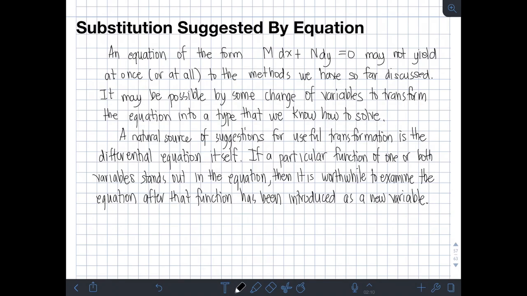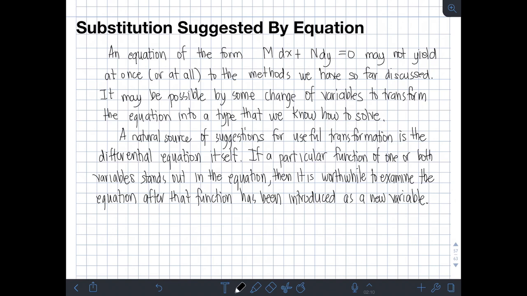Okay, so this time, ang ituturo ko naman sa inyo is substitution suggested by equation for solving differential equations. Kasi minsan, yung mga so far na discuss na nating method for solving DE ay hindi applicable right away sa pagsosolve ng ating DE. So, minsan, kailangan pa nating gumamit ng substitution para matransform natin yung DE na 'yon into a form na pwede nating magamit yung mga method na na-discuss natin so far for solving DE.